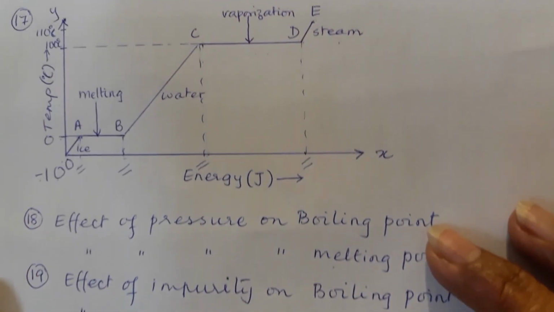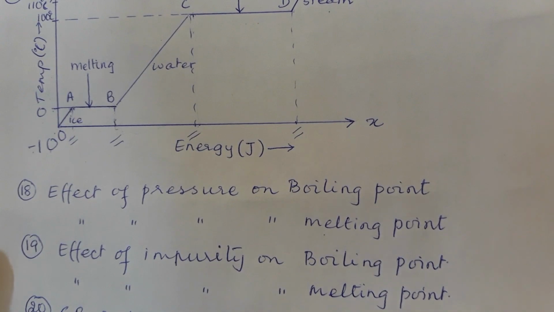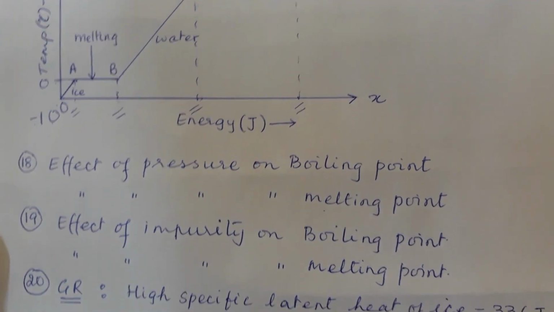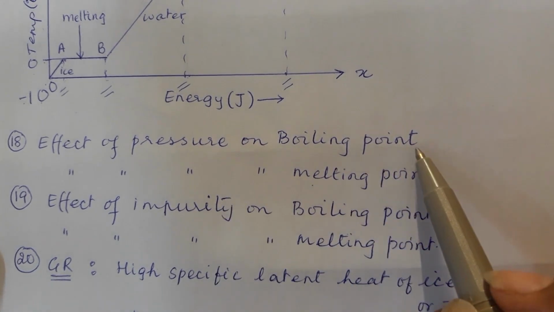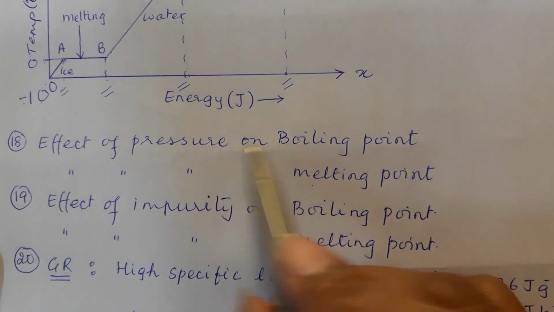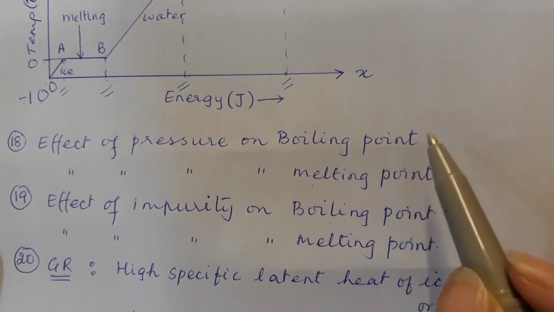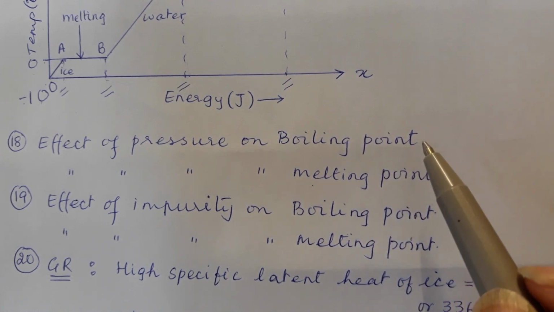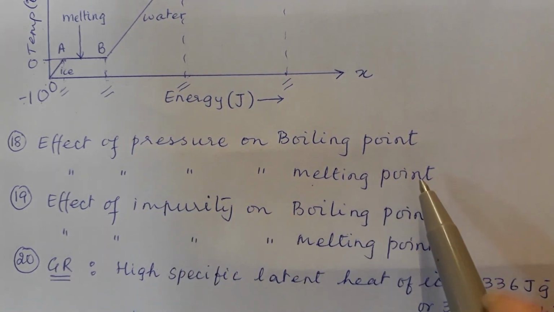Now let us come to the next part, which is number 18. Number 18 talks about effect of pressure on boiling point. Now, as the pressure increases, the boiling point also increases. Remember the example of pressure cooker, and also effect of pressure on melting point.